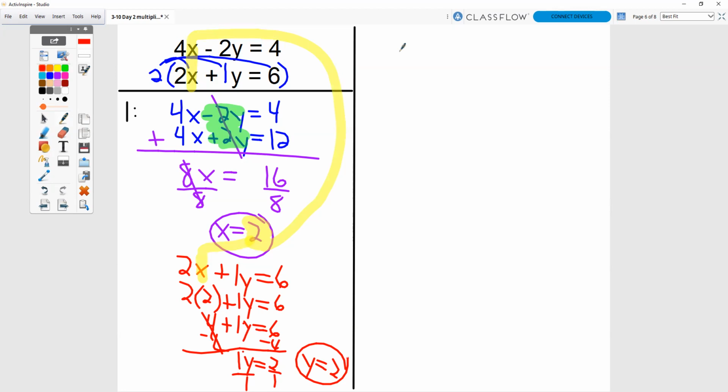So now I'm going to do my check. I am checking 2 and 2. So x and y. When I go to do it, I'm going to sub them into my original equations.